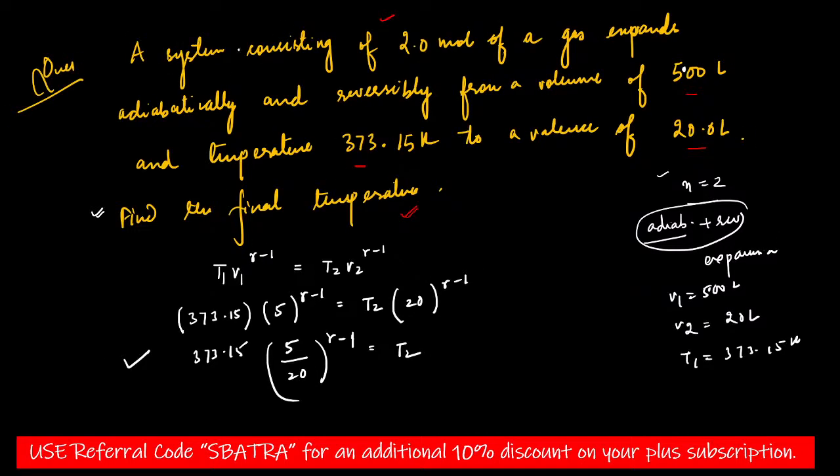Now what we need is gamma. Gamma is nothing but Cp by Cv. The question says a system consisting of 2 moles of an ideal gas, so what we can take is a monoatomic gas, if it's not mentioned in the question.